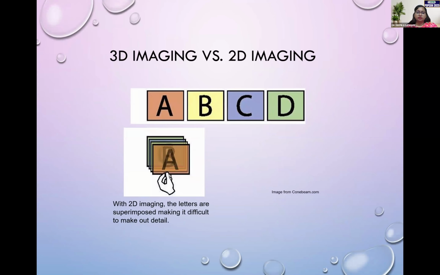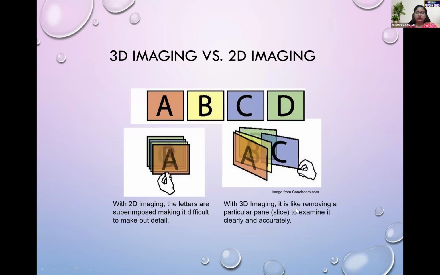Let's compare 2D and 3D imaging. In case of 2D imaging, as you can see here in this picture, the letters are superimposed over each other, so it is not possible to make out every detail clearly. Whereas in case of 3D imaging, it is like removing a particular pane or slice to examine it clearly and accurately.